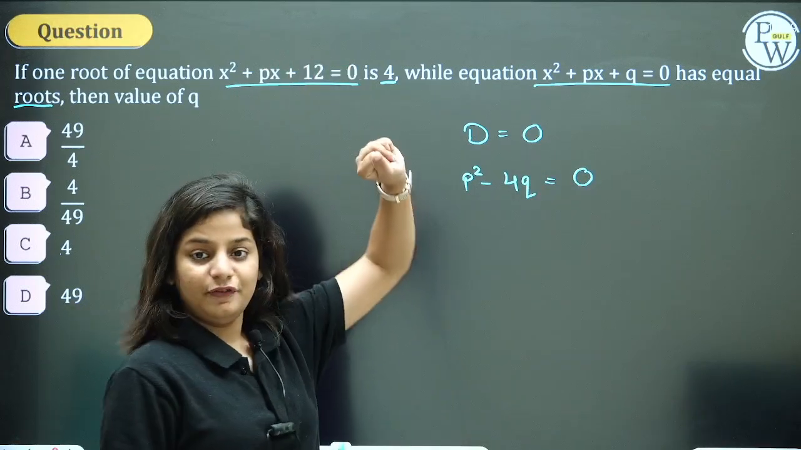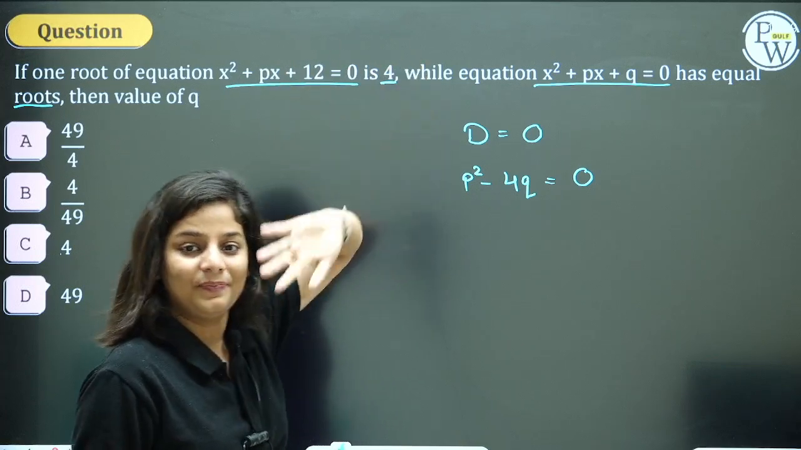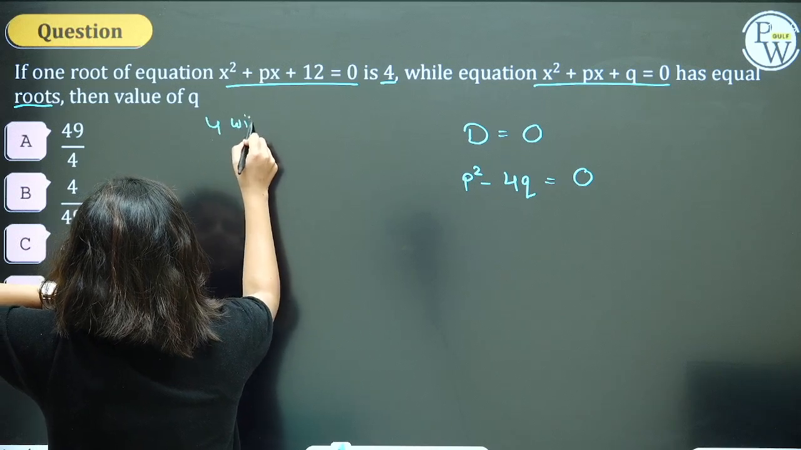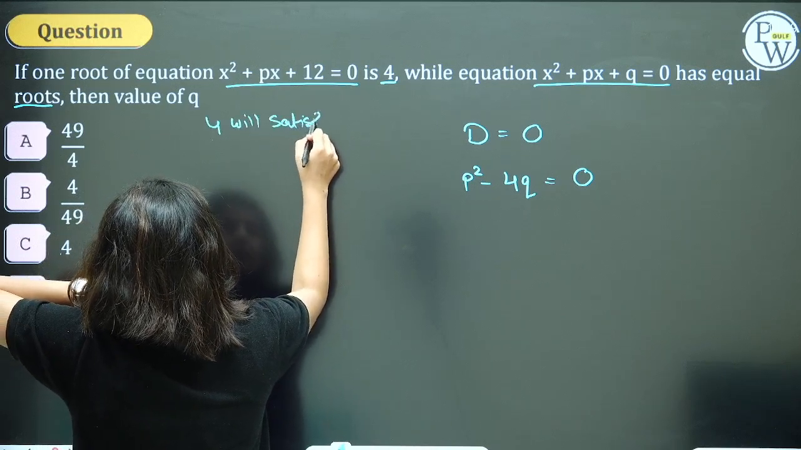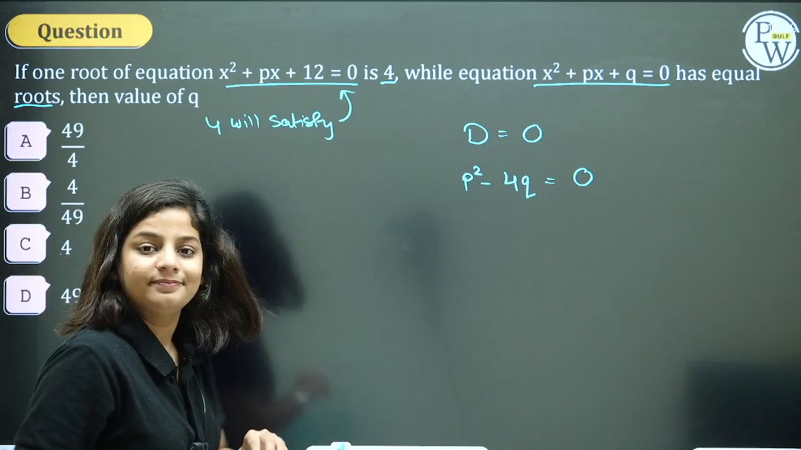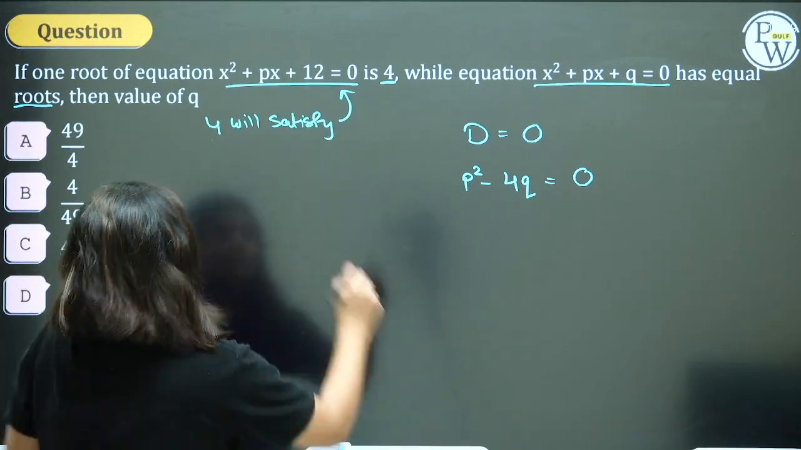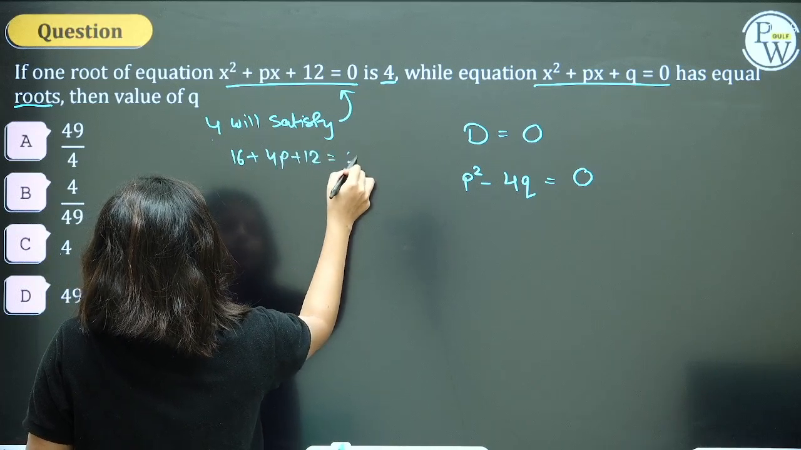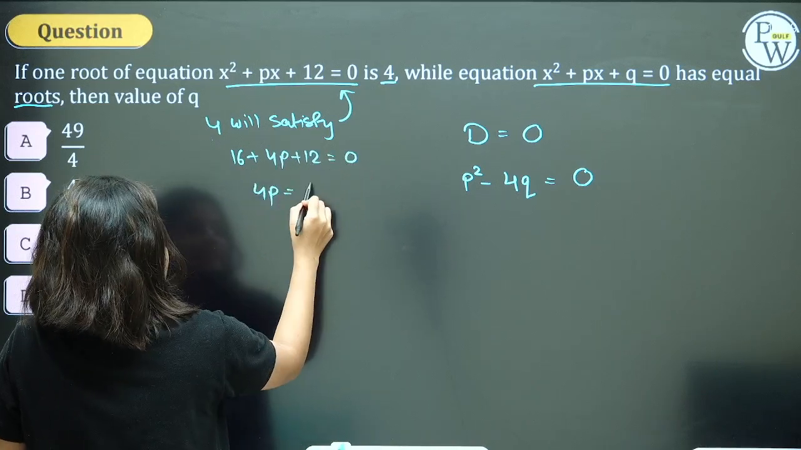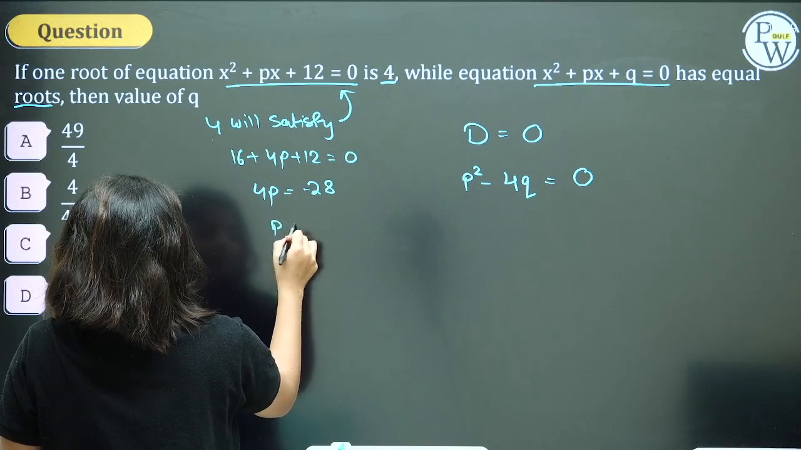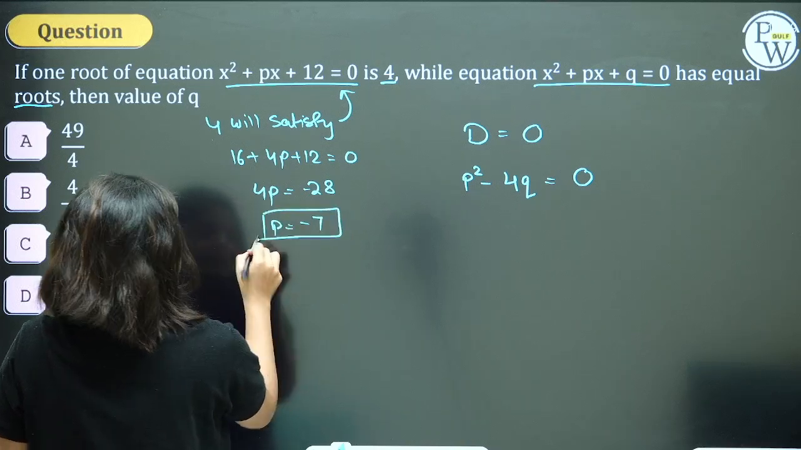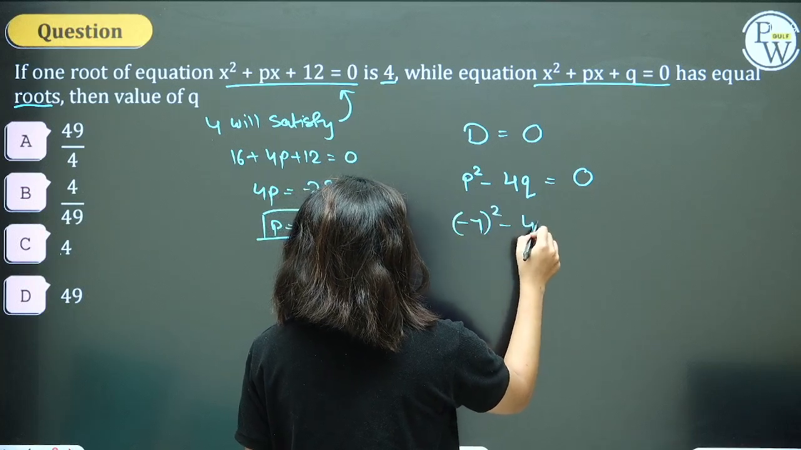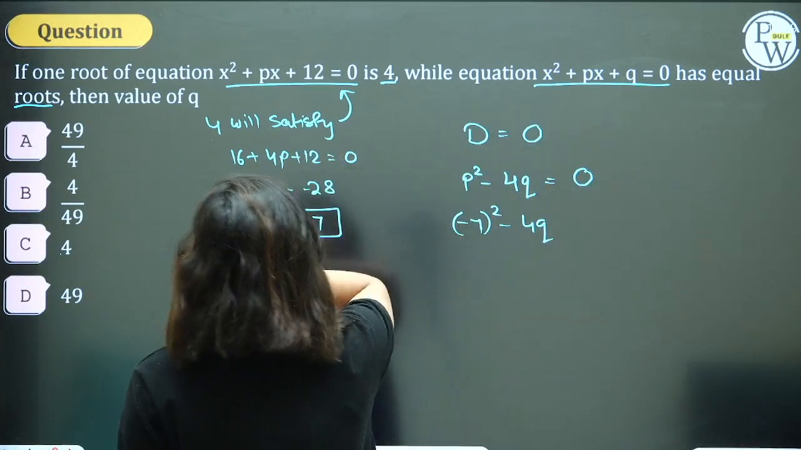There is some other information given. One of the roots is 4. If one of the roots is 4, don't you think that 4 will satisfy this equation? Roots will always satisfy. 4 square 16 plus 4p plus 12 equal to 0. 4p equal to minus 28 and p equal to minus 7. Substitute p. Minus 7 the whole square minus 4q has equal roots now.